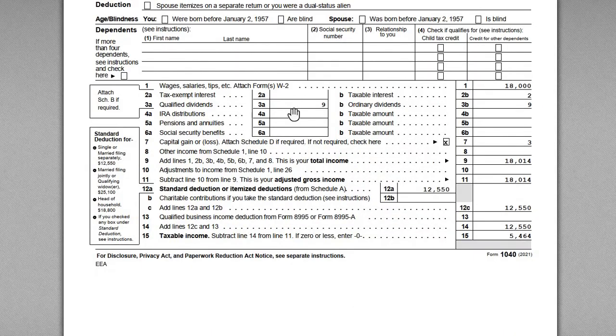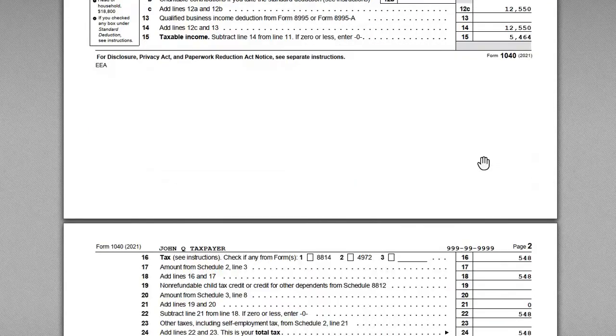So we've got John Taxpayer here. He's a single filer, no kids. His wages are $18,000 a year, and his investment income is below the thresholds. So even though he doesn't have any qualifying children, he still gets the earned income tax credit.